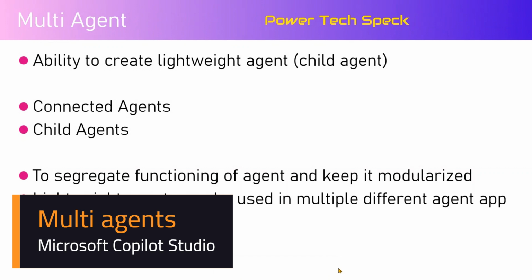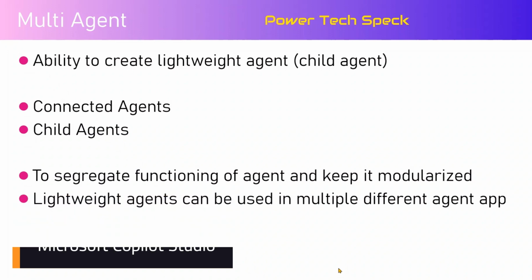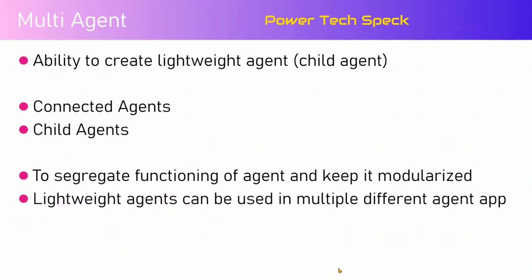In this video, I'll be talking about multi-agent in Microsoft Copilot Studio. Now, the concept of multi-agent is pretty simple. It basically means you have a main agent and you have a child agent connected to that specific agent. Or maybe you might have one main agent and there might be other connected agents. Now, the relationship between these different agents is a bit different and it operates in a bit different way.